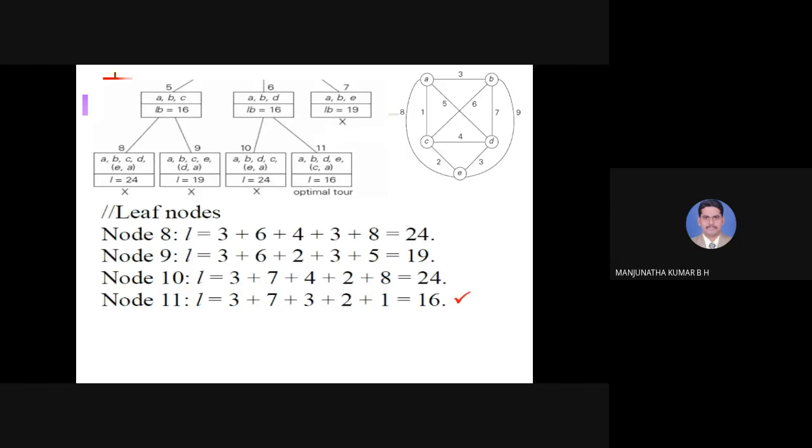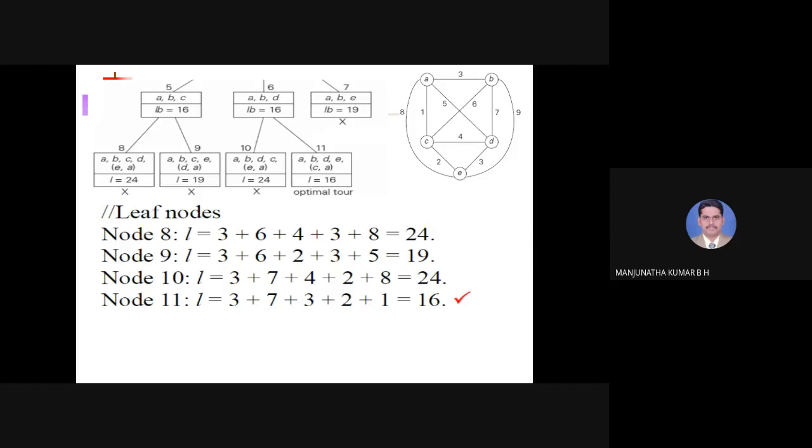And node 11, the parent is ABD. After visiting ABD, visit E. From E to C, then C back to A. And its cost is 16. Okay, now no more cities are left. I have visited all the n cities, all the 5 cities exactly once, and the tour ends in the city where I started the tour, that is source city A. Now observe the complete state space tree. The best node, the optimal tour, is node 11 because its cost is 16.